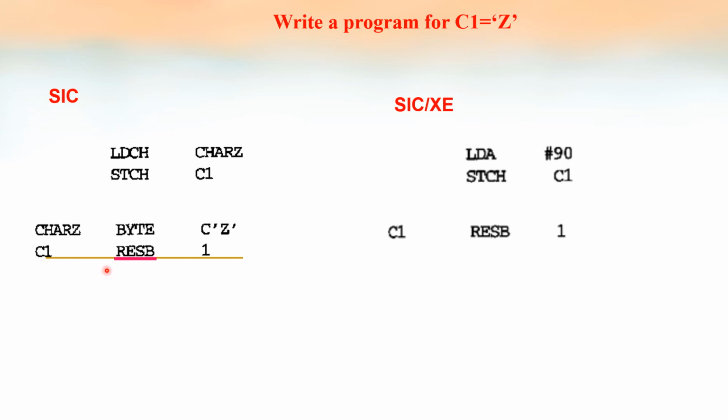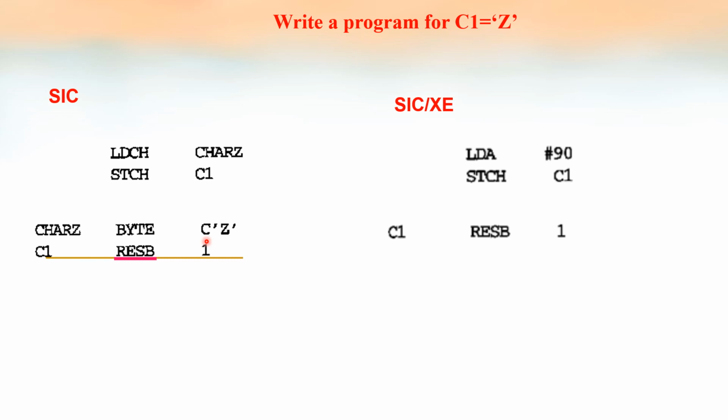Declaring the character variable here: C1 is a character variable, C1 RESB 1. For characters, instead of reserve word, we have to use reserve byte, 1 byte. So C1 RESB 1. And for the character constant, we will use the directive BYTE instead of WORD. So this is a character constant, C'S'.